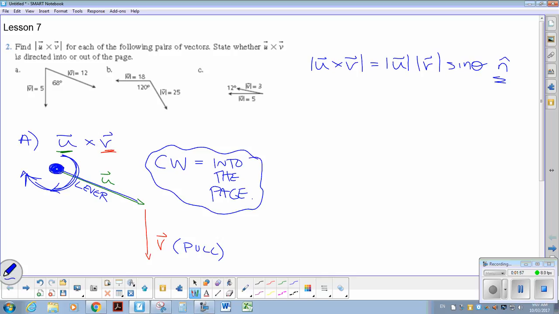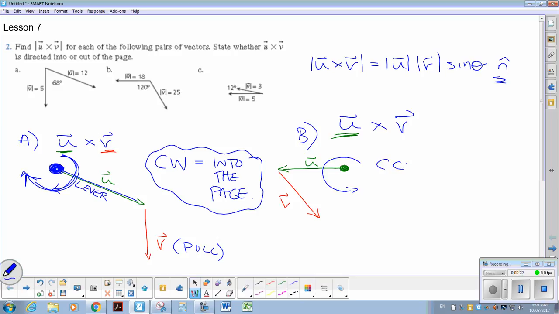For part B, we do the same thing. Again, we're looking at u cross v. It's always the first vector listed that gives you the lever arm. So here's my point of rotation. The u vector is pointing this direction, so that's my lever. And then my hand is in the direction of v, or my pull. So I'm pulling on the lever. This would cause a rotation counterclockwise. So you'd be taking your screwdriver, turning it counterclockwise, the screw would come out, so the force is out of the page.